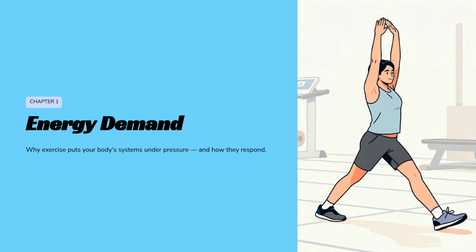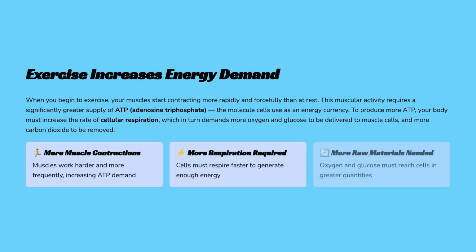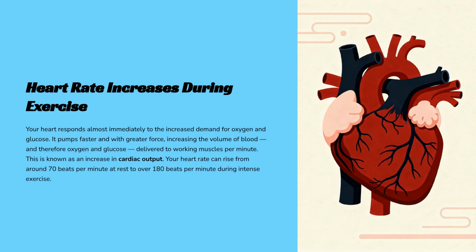Chapter 1 explores energy demand. We will look at why exercise puts your body's systems under pressure and how they respond to that challenge. When you exercise, your muscles contract more forcefully, increasing the demand for ATP. Your body must increase cellular respiration, requiring more oxygen and glucose. To meet this demand, your heart rate rises. It pumps faster and stronger, increasing cardiac output to deliver oxygen and glucose to your working muscles.